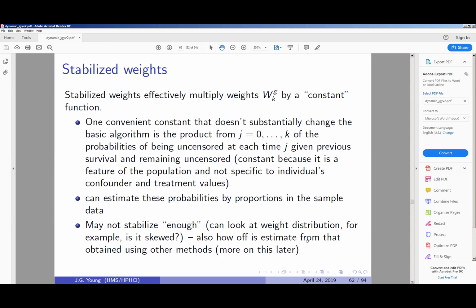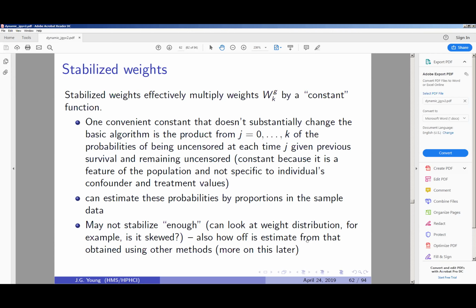So this has the advantage of not really changing the basic algorithm at all, or much at all, but sometimes this doesn't help that much, because the idea of adding these stabilizing constants is to bring the numerator closer to the denominator. And when you don't condition on anything, like any covariates, it may not help that much. So one way to check if it helps is to look at the weight distribution. For example, do you see extreme weights? Is the distribution of the weights highly skewed?